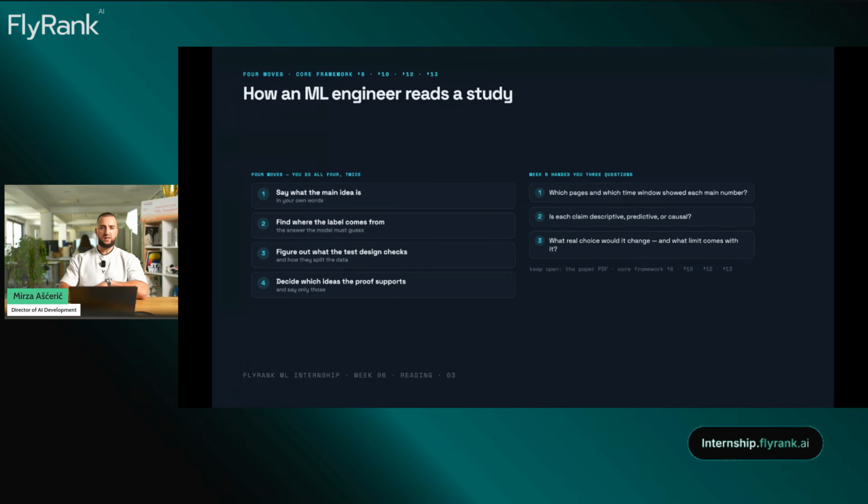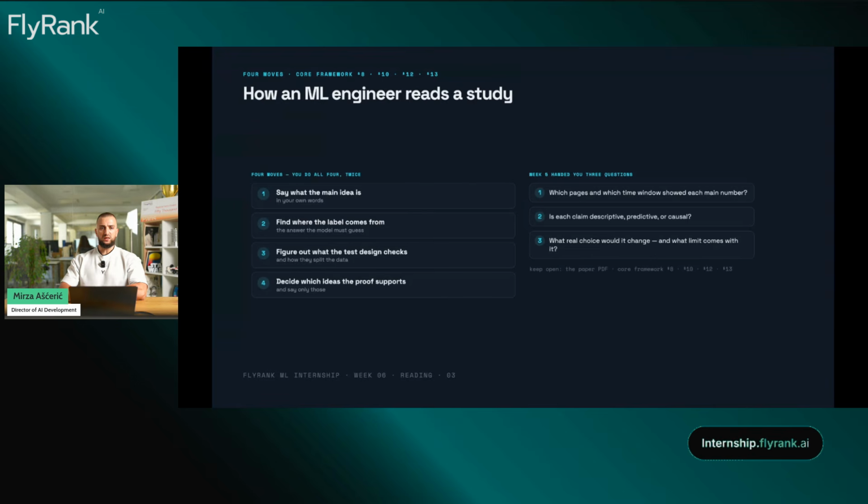First, you will say what the main idea is in your own words. Second, you will find where the label comes from, the answer the model is trying to guess. Third, you will figure out what the test design really checks and how they split the data. And lastly, you will decide which ideas the proof really supports.